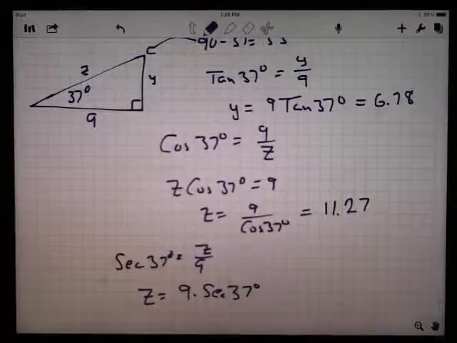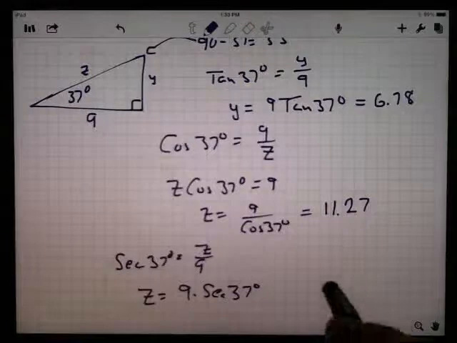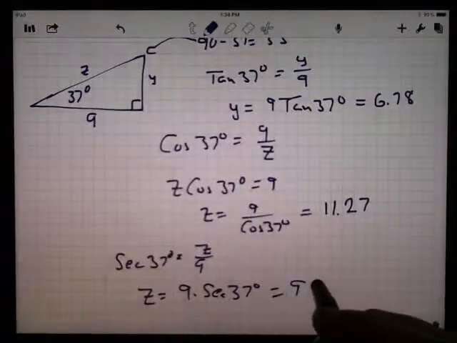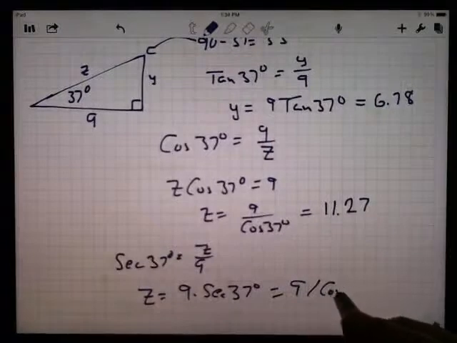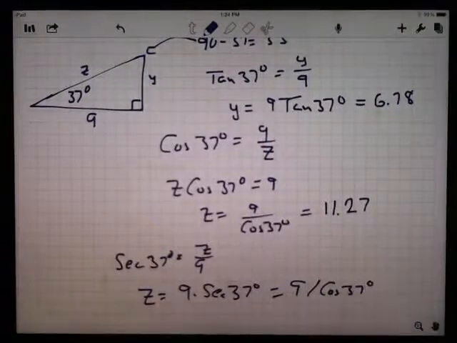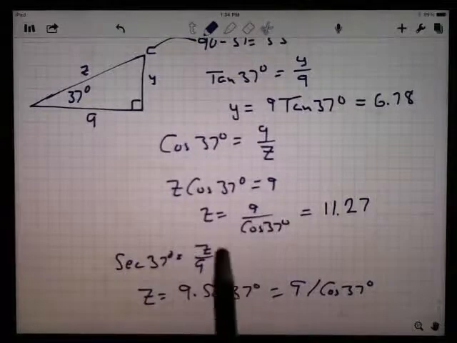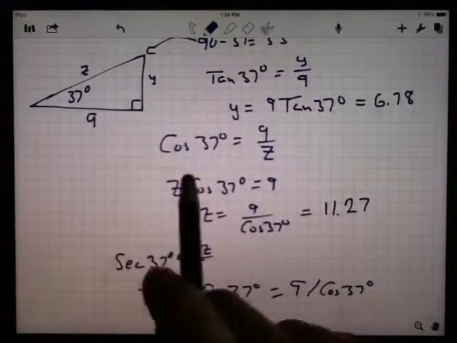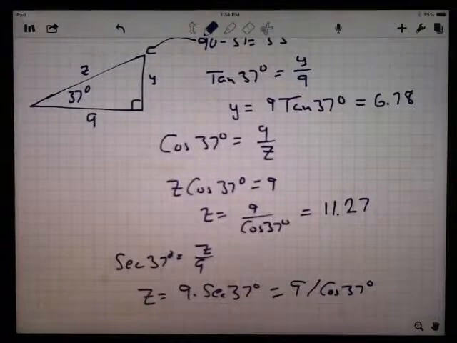But how do you calculate the secant of 37 degrees on your calculator? Well, you're going to divide by the cosine. That's equal to 9 divided by the cosine of 37 degrees, which is the calculation I did anyway. Okay? So think of it either way. Do it as cosine or do it as secant, but solve for the side that you're looking for. Okay? There you go, solving right triangles.